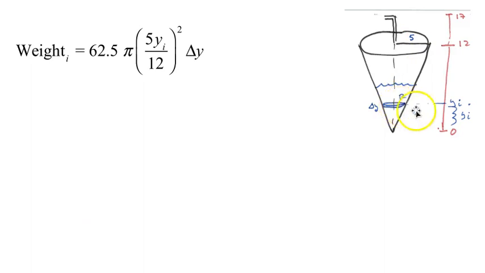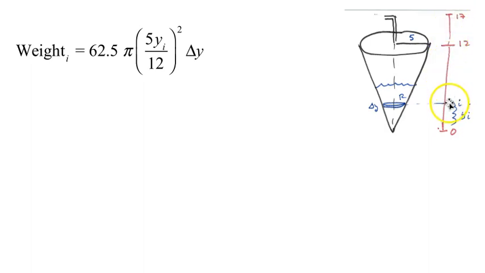So let's take a look at our picture again. This time I called 0 the bottom. Y is our level of our disk. It has to get to 12 to go out, and then it's got to go 5 more because the spigot is 5 units above the tank. So 0 to 12 to the top of the tank, 5 units to get to the spigot. That takes me to 17. I'm starting at y and I'm going to 17.